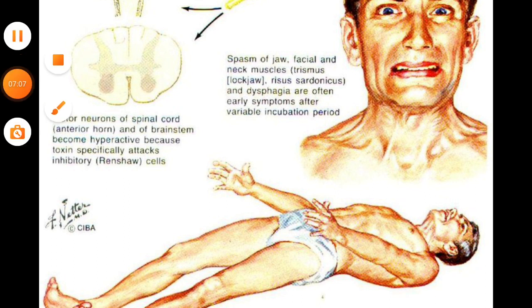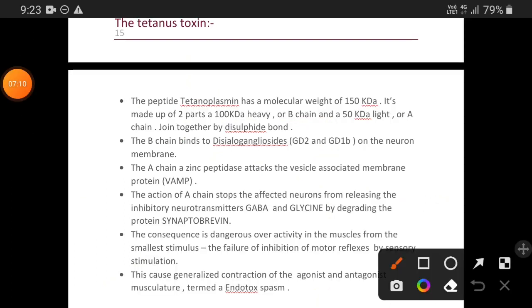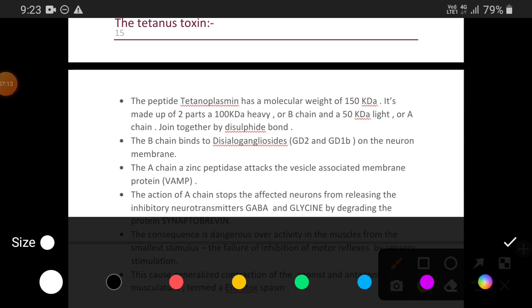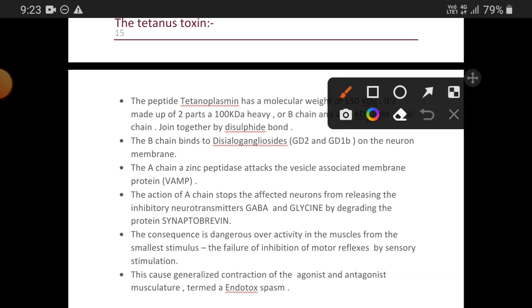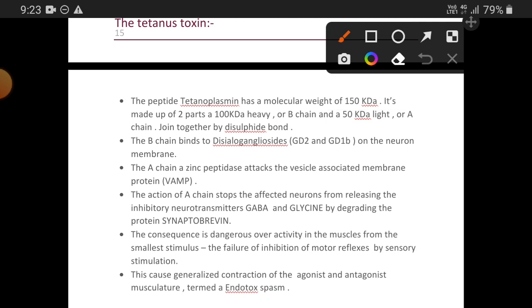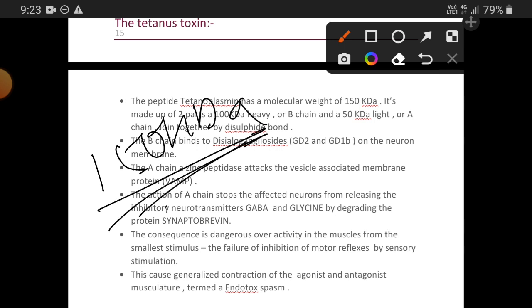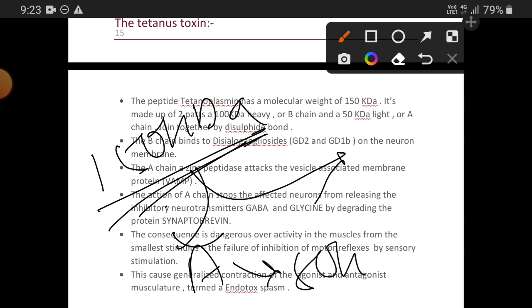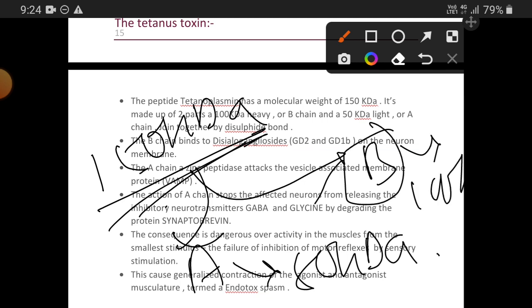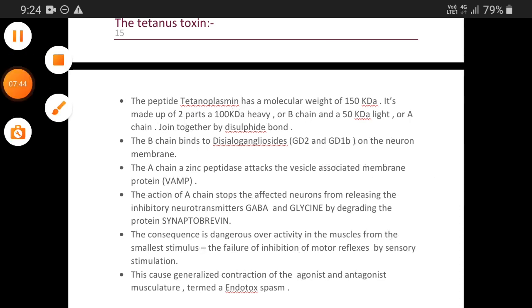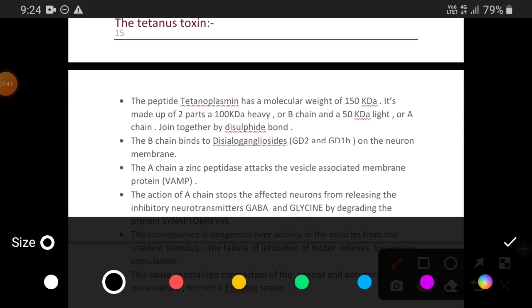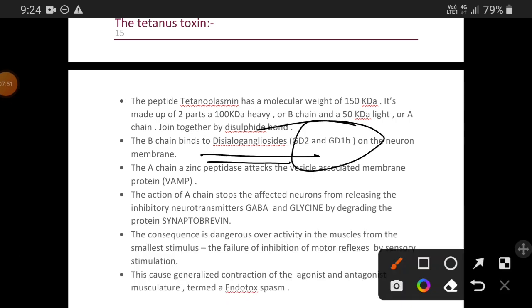Now let's start our discussion. As I told you, tetanus toxin is again an AB type toxin. The total molecular weight of the peptide is 150 kilodalton. Among them the A subunit is again the smallest one, at 50 kilodalton, and the B subunit is 100 kilodalton. The B subunit is involved in binding, and here the receptor is the dicyanoganglioside, also known as GD2 and GD1B, on the neuron membrane.